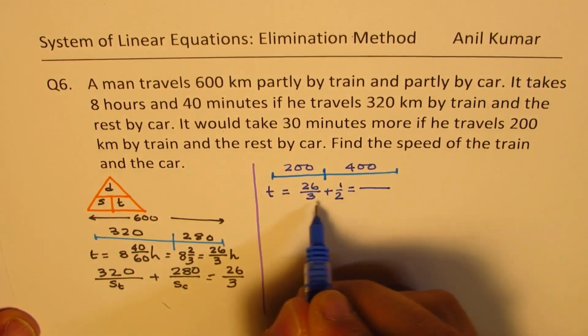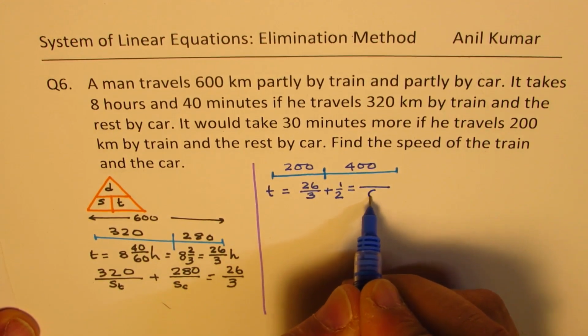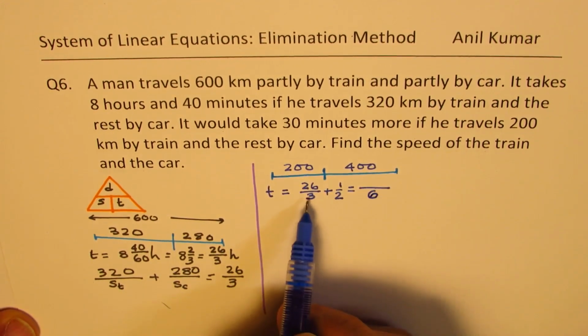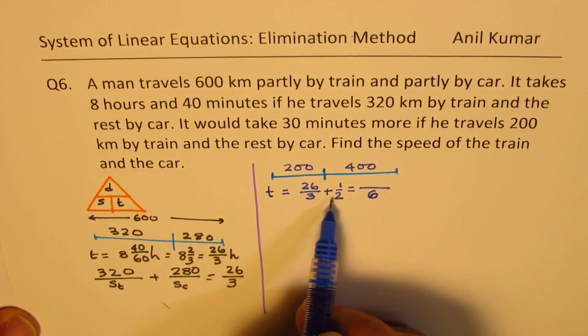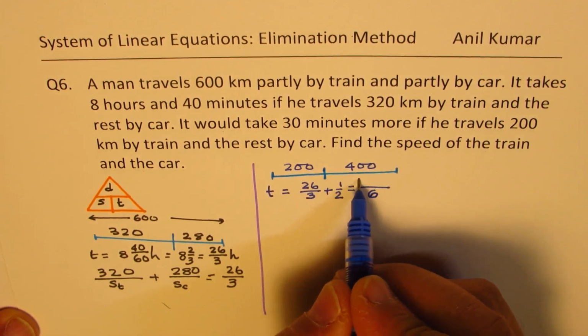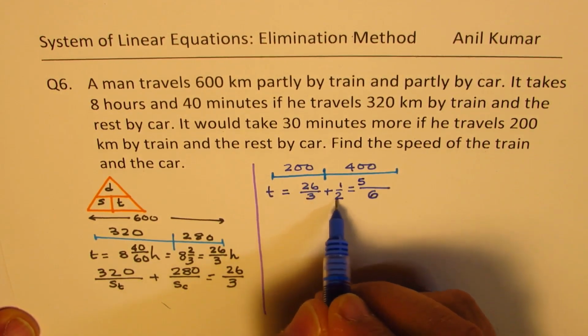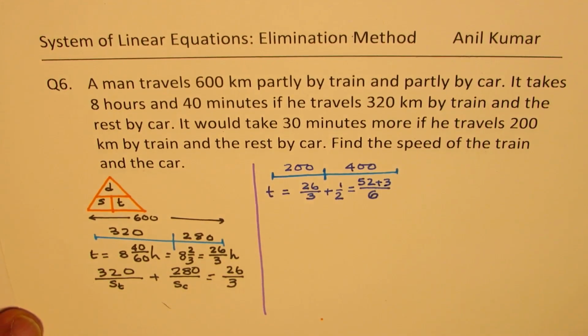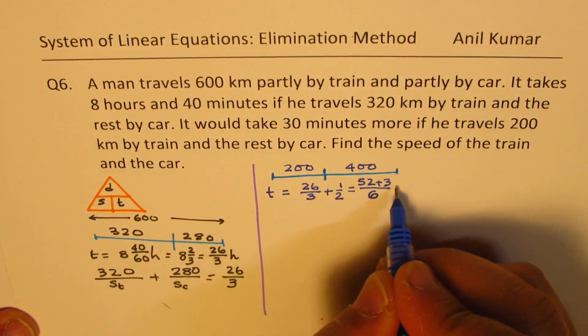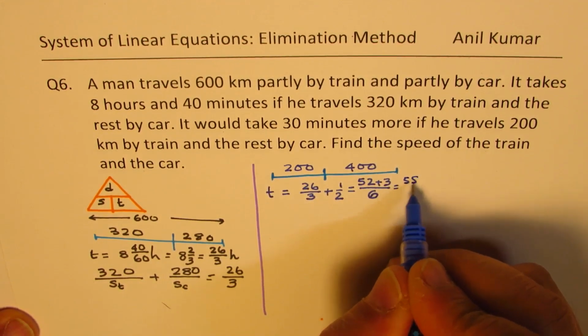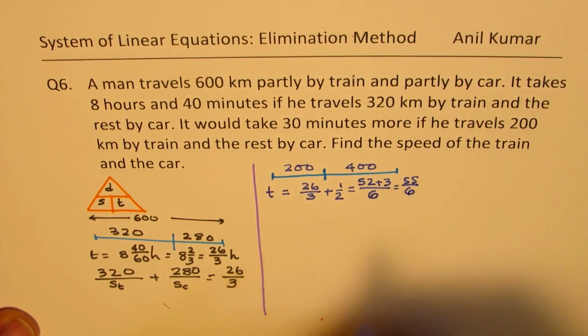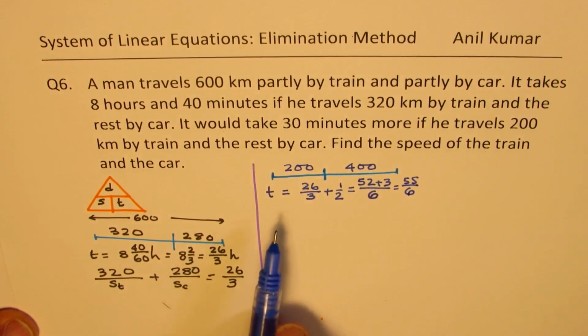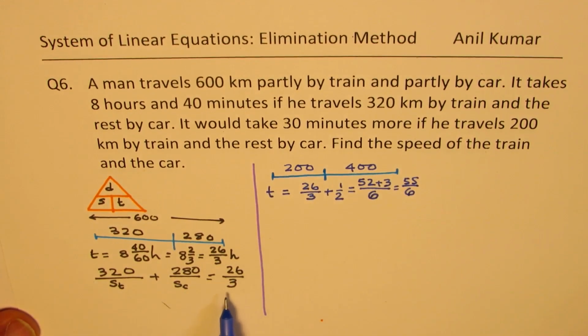Right. So that gives you a denominator of 6, right? And when you multiply, you get 52, 26 doubled, plus 3. Correct? So now you get your time as 55/6 hours. So that is the time calculation. So in this question, time calculation and working with fractions is very important, which we are focusing on.